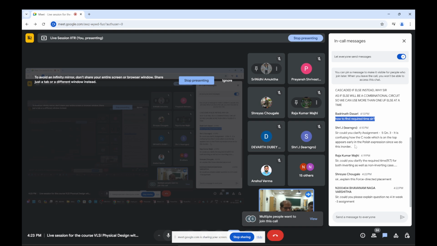Could you clarify the question? Is it confusing how, in assignment 5, question number 3, the C node, which is on the top, appears early in the polish expression when we do this in order? Okay. Assignment number 5, question number 3.